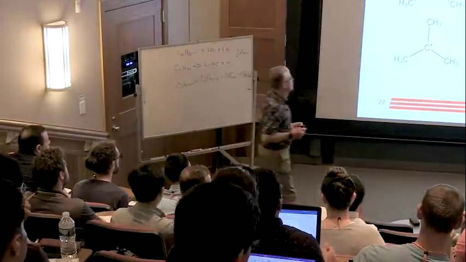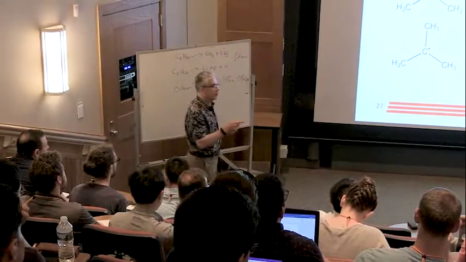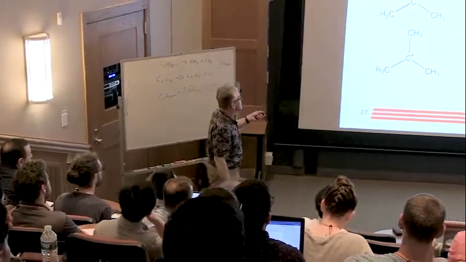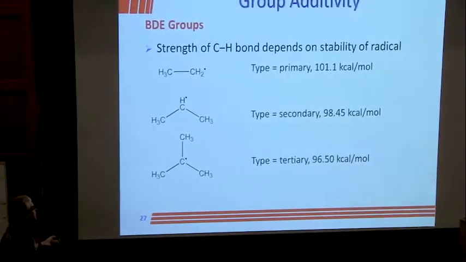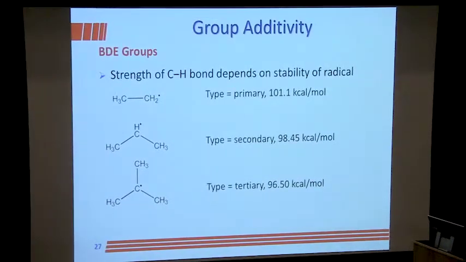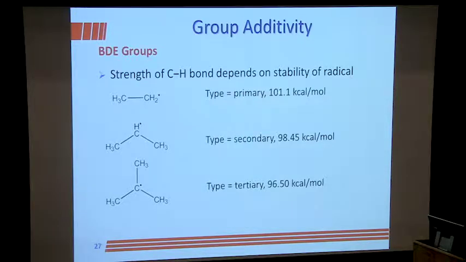All right? Okay, so here, this is what you were just asked. The strength of the CH bonds depends on the stability of the radical. So for ethane, for instance, a hydrogen atom in ethane, typically it's about 101.1 or 101.5 kilocalories per mole. For the hydrogen in the center on propane, for instance, a secondary hydrogen atom, the bond energy is about 98.5 kilocalories per mole. And on isobutane, the tertiary hydrogen atom is typically 96.5.